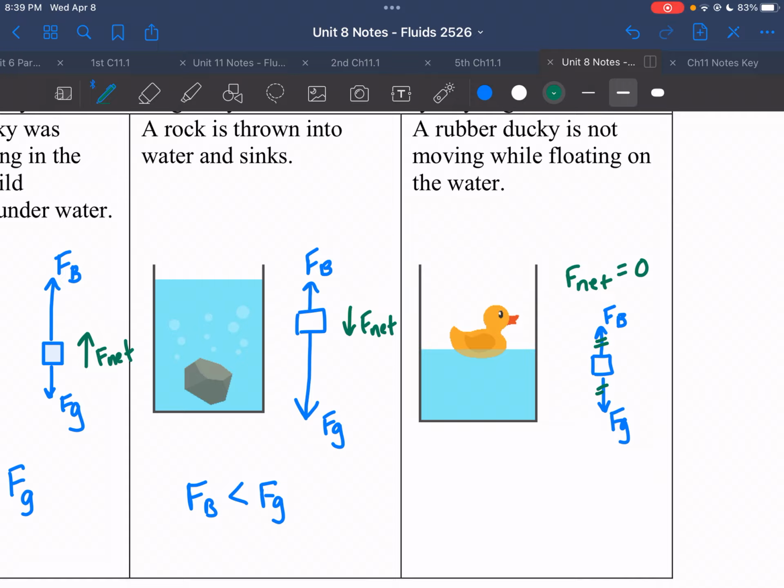So this one has two equal forces. So the buoyant force would be equal to the force of gravity. So if an object is floating or suspended, if it's not moving, that means the forces must be balanced.